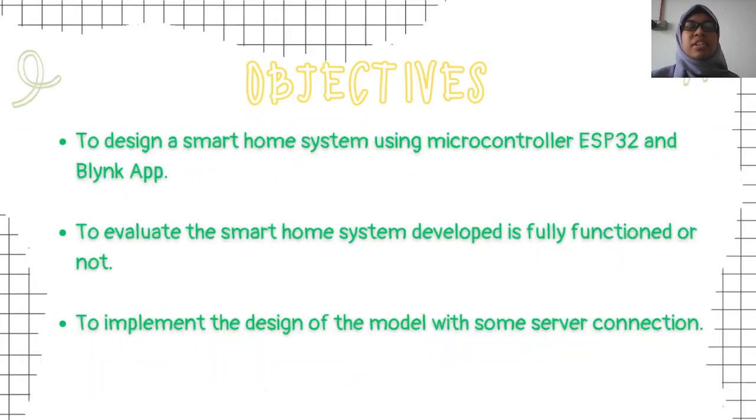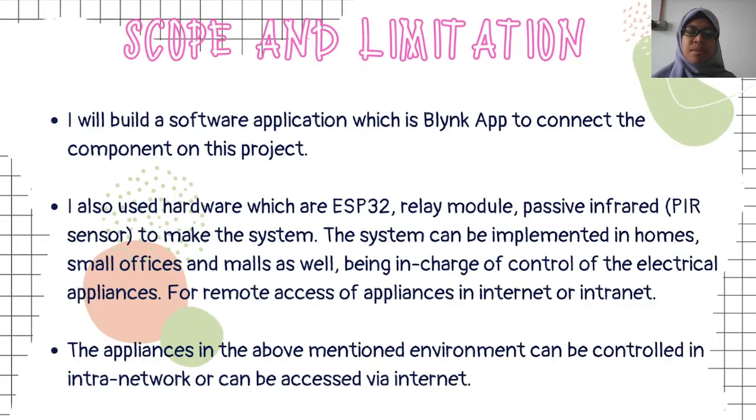Okay, next are the objectives. There are three objectives. Firstly, to design a smart home system using a microcontroller, which is the ESP32, and also the Blynk app. Secondly, to evaluate whether the smart home system developed is fully functional or not. And lastly, to implement the design of the model with a server connection, using the Blynk app.